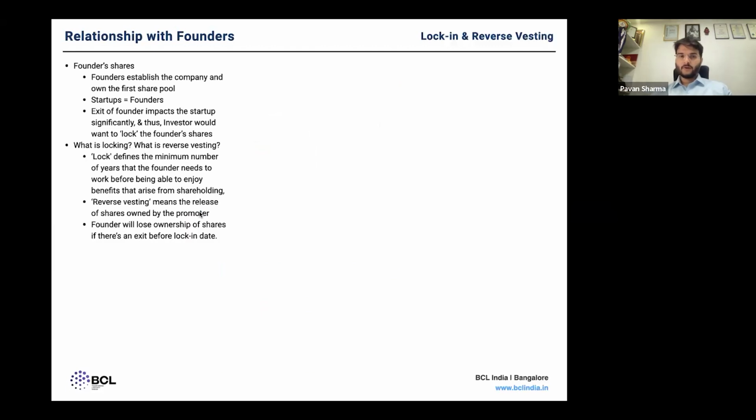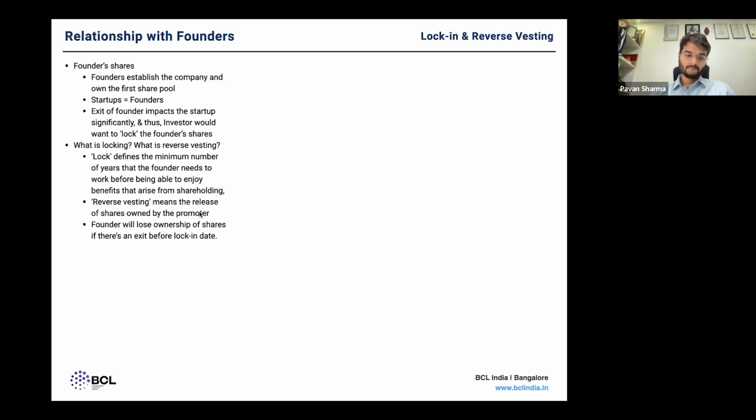To understand lock-in and reverse vesting, you need to understand the relationship between the investor and the founder. See, in a startup, the company is nothing but the founder. Meaning, the reason why investors put money in the company is because, in the early days at least, you have a good founding team pursuing a good idea. So they're both important. If you have a team that's not solid when it comes to its work or ethics, then even with a good idea, the investor is not going to put in money, right? So the relationship with the founder is extremely important. If the founder were to exit the company, then there's no company. Which is why the founder becomes a very important asset to the investor.